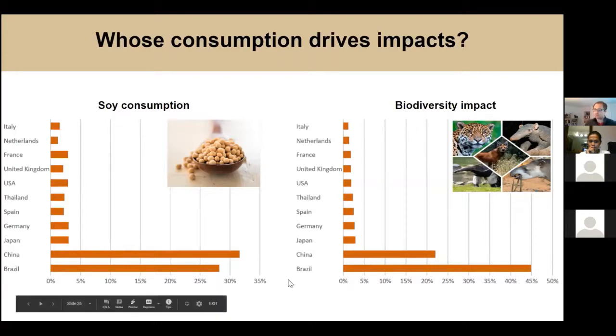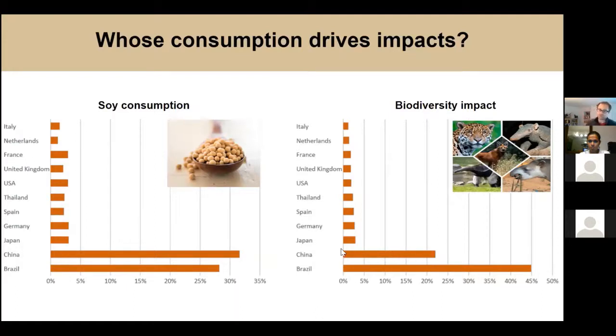So you can see that actually Brazil consumes a lot of its own soy, and it also has a relatively high impact. So it's consuming somewhere between 25 and 30% of the soy, but it's having something like 45% of the impact on biodiversity. China, on the other hand, although it's consuming over 30% of the soy, is having closer to 20% of the impact.